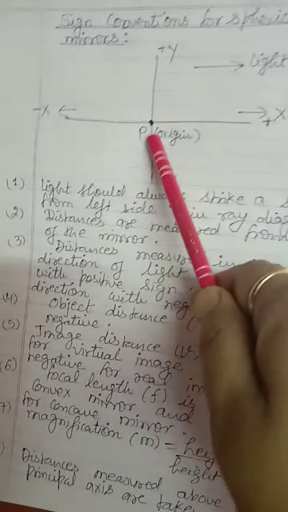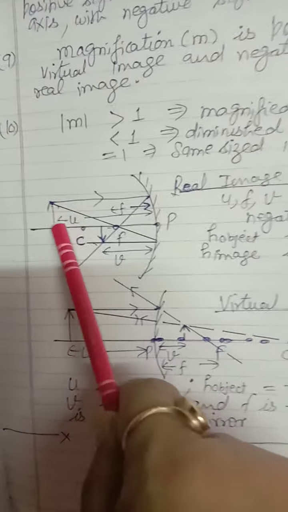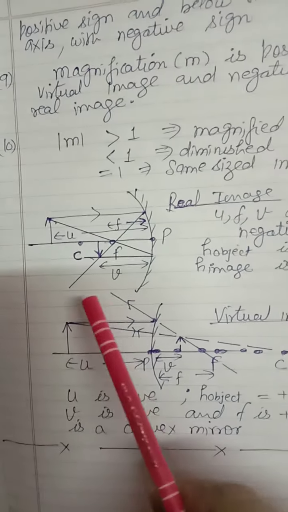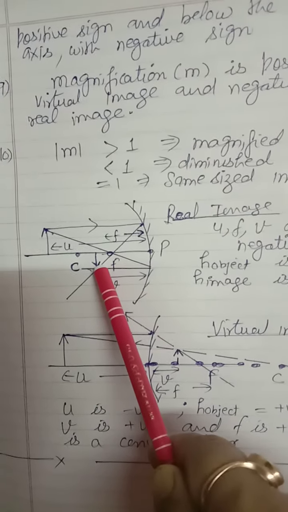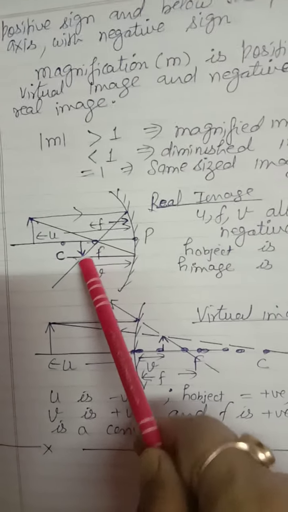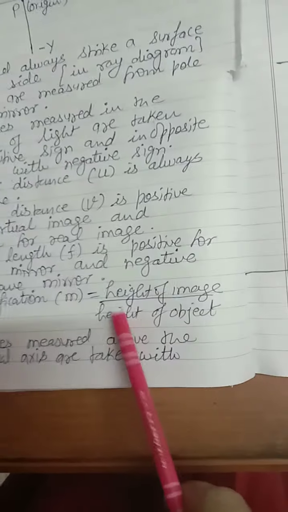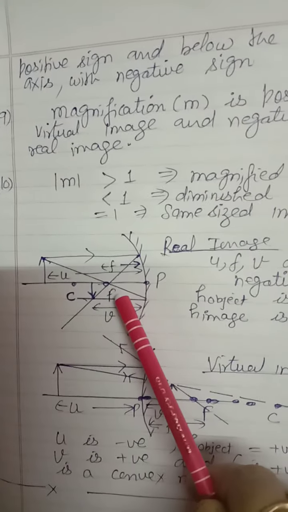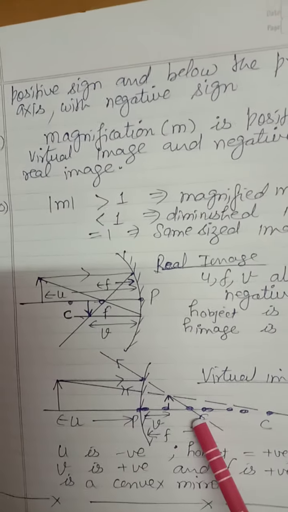Distances measured above the principal axis are positive. That's why we always show the object above the principal axis, so the height of the object is taken with positive sign. An inverted image means a real image, so the height of the image will be with negative sign. For a virtual image, which is erect, the height of the image will be with positive sign. Magnification is given by height of image upon height of object. So if the image is real, the magnification will be negative, and for a virtual image it will be positive.